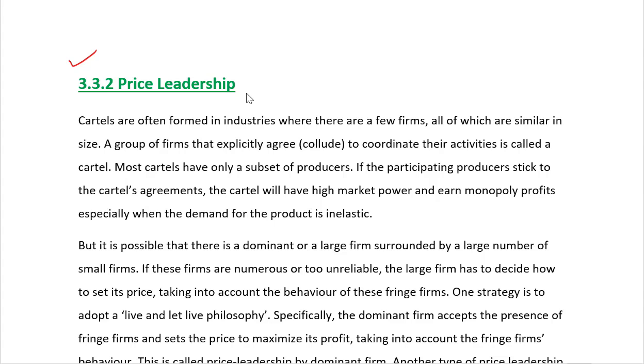Cartels are often formed in industries where there are only a few firms, all of which are similar in size. A group of firms that explicitly agree, or collude, to coordinate their activities is called a cartel. Most cartels have only a subset of producers, so if the participating producers stick to the cartel's agreement, the cartel will have high market power and earn monopoly profits, especially when the demand for the product is inelastic.